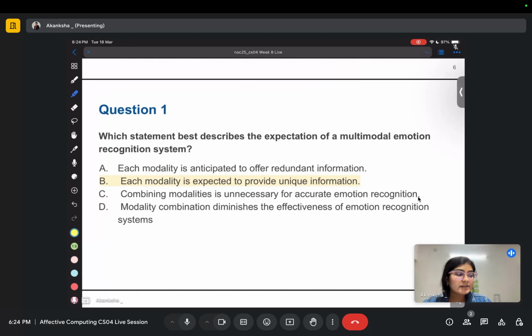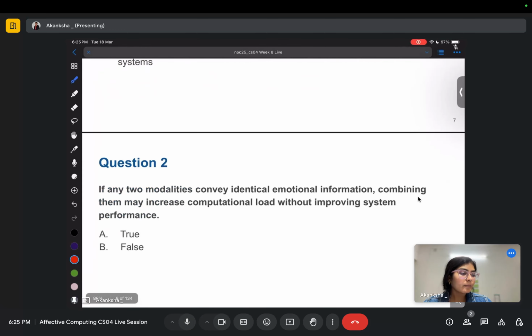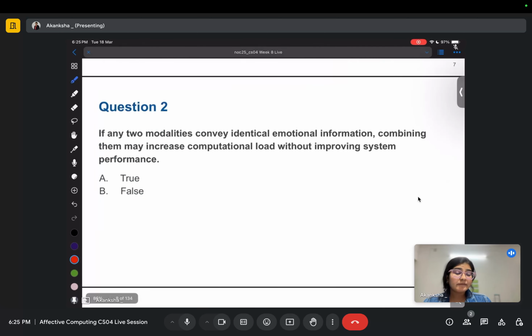So each modality is expected to provide unique information, okay? And we do not want any redundant information. I mean, we want to avoid it as much as possible. Okay, next question: if any two modalities convey identical emotional information, combining them may increase computational load without improving system performance.